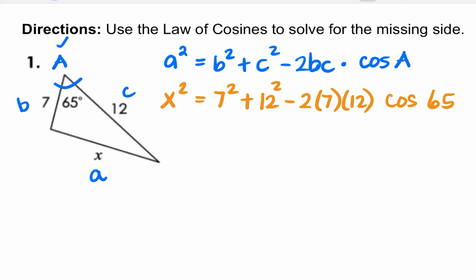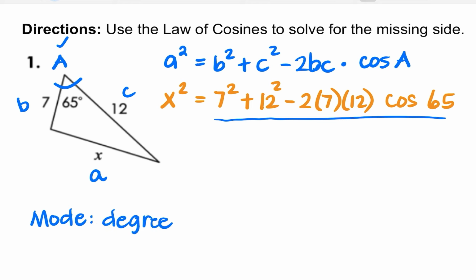Now, if you have noticed, all of these can be typed in the calculator. If you're using a scientific calculator, or any calculator basically, make sure the mode of your calculator is in degree mode. All right, so I need you to type this in your calculator: 7 squared plus 12 squared minus 2 times 7 times 12 times cosine 65.